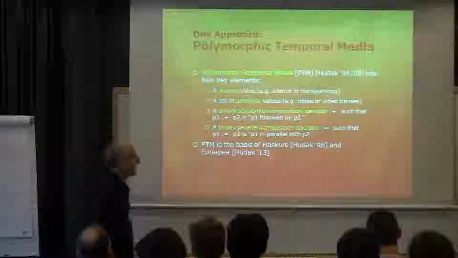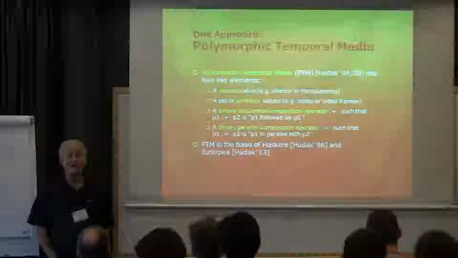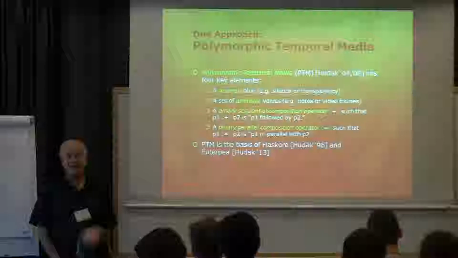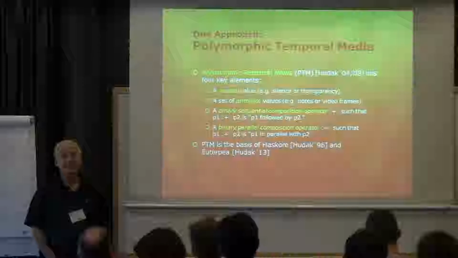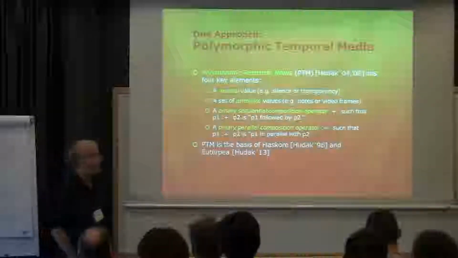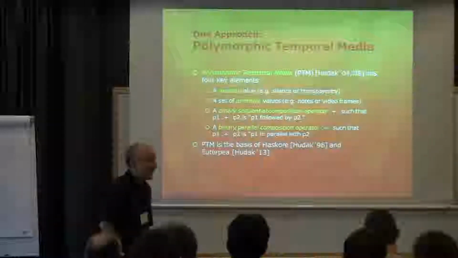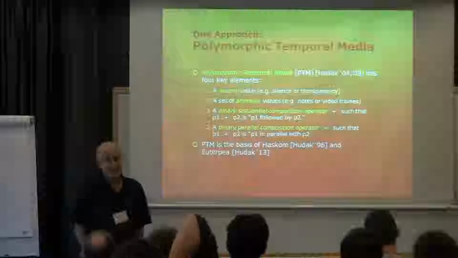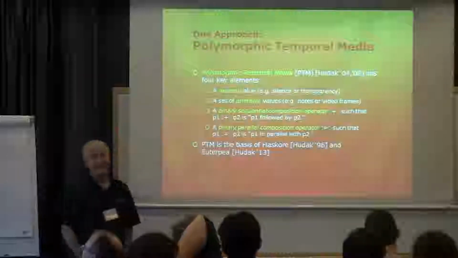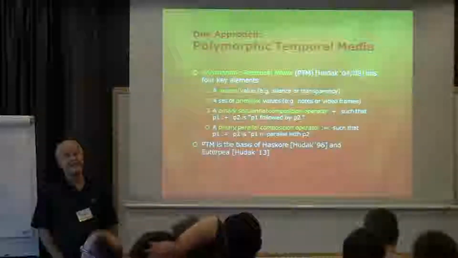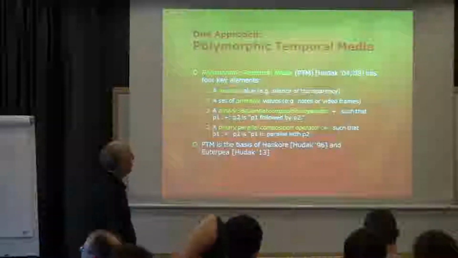The idea is that there's a notion of a neutral value, which means, say in the case of music, silence, or in the case of animation, a blank frame, an empty frame, a transparent frame. And a set of primitive values, for example, notes in music or video clips in the case of video. And then two ways of combining these things. So it's really a very simple system. One way to combine them is sequentially in time, and the other is in parallel.